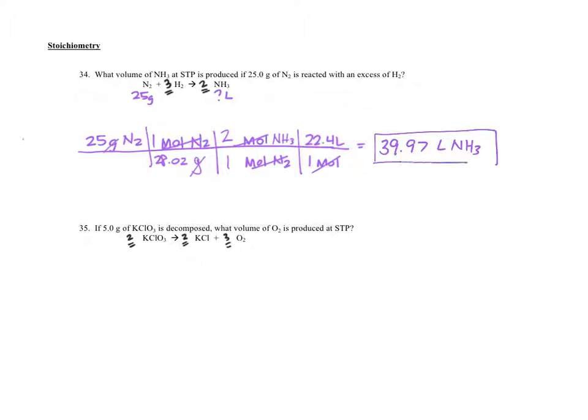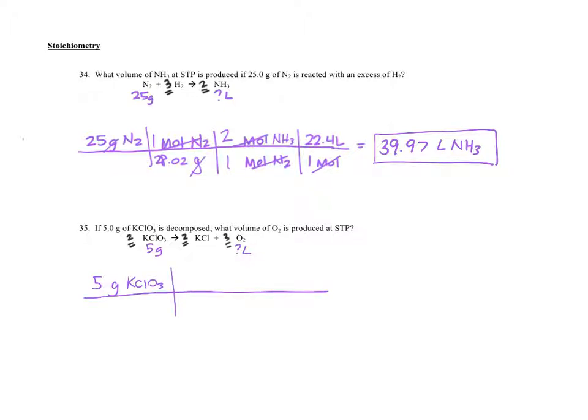You don't have to put the NH3, but it might be good, especially because you're changing substances. So it's going on to 35. It says if you have 5 grams of KClO3, what volume of O2, remember volume is measured in liters, is produced. So same rules every time. Start with what I'm given. 5 grams of KClO3. Make my little board here.